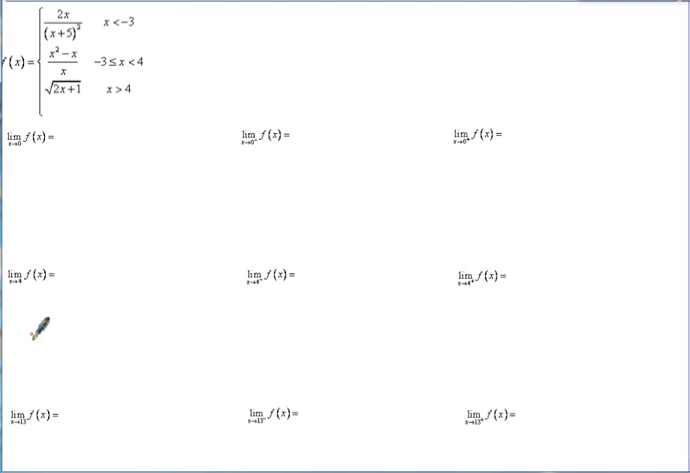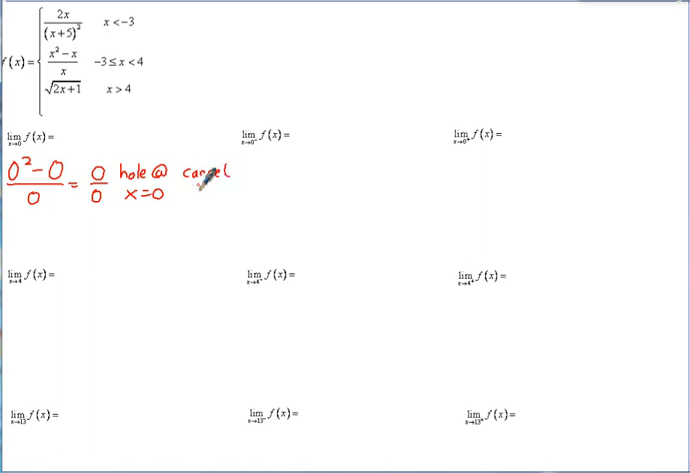Let's look at the limit as x approaches 0. Notice 0 is not a breakpoint, so you just have to use the correct piece here. 0 is in between -3 and 4, so you use the middle piece. So it'd be 0 squared minus 0 over 0. Well, that gives you 0 over 0, and that indicates you have a hole at x equals 0. When you have a hole at x equals 0, remember that means you need to cancel.